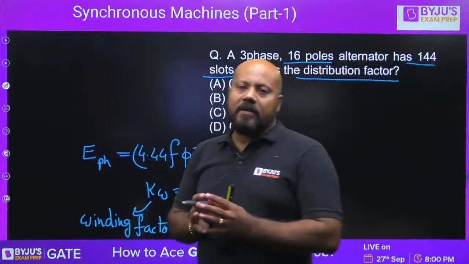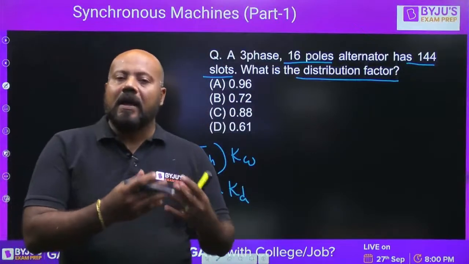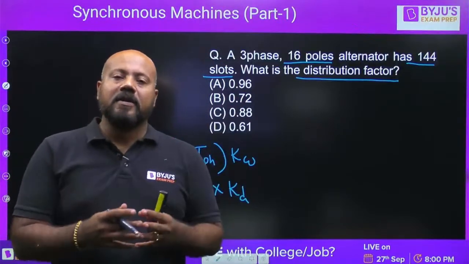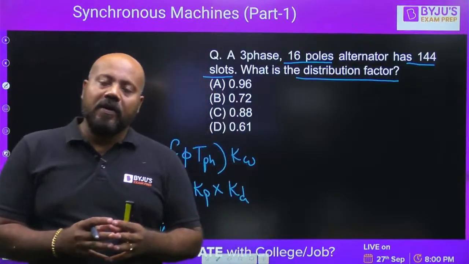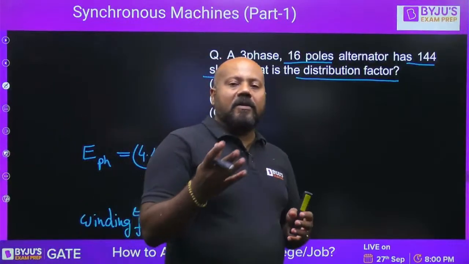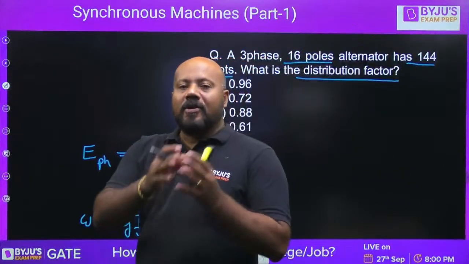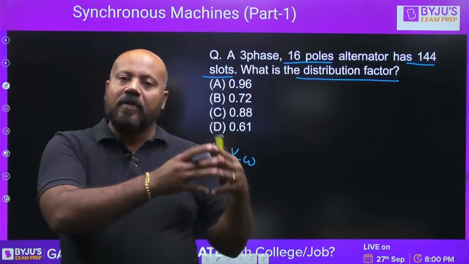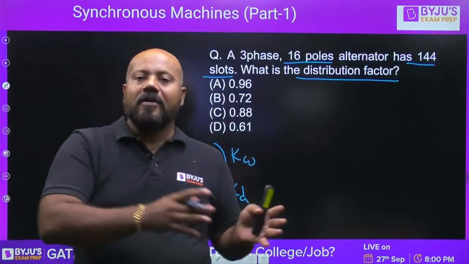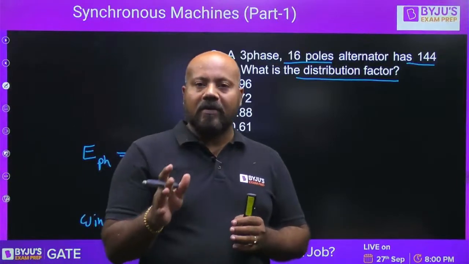In simple words, because of certain harmonics, we go for different types of windings. For example, we go for fractional slot windings. For example, we go for short pitched windings. We are not going for full pitched windings. We go for short pitched windings to avoid certain harmonics.